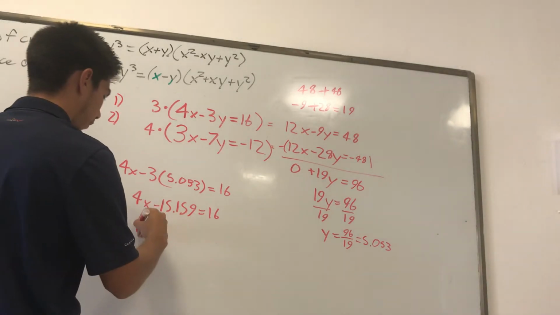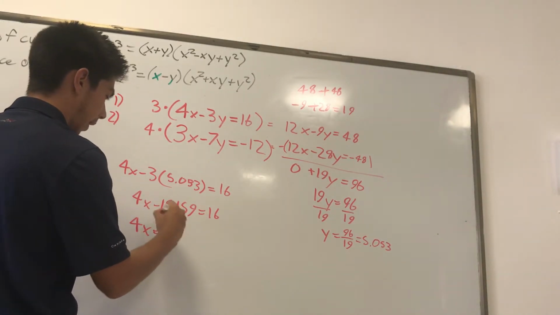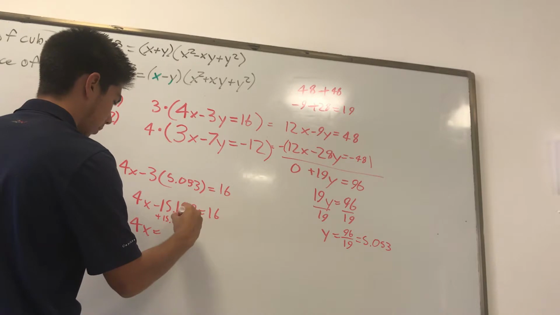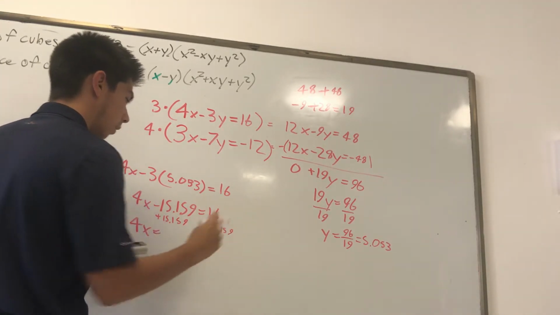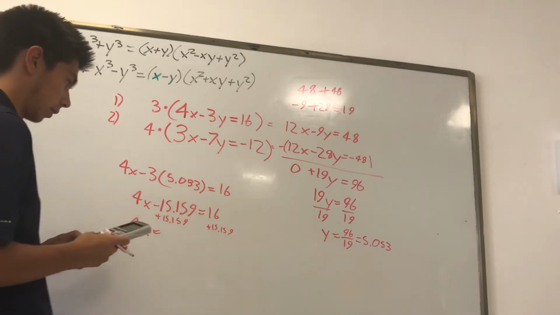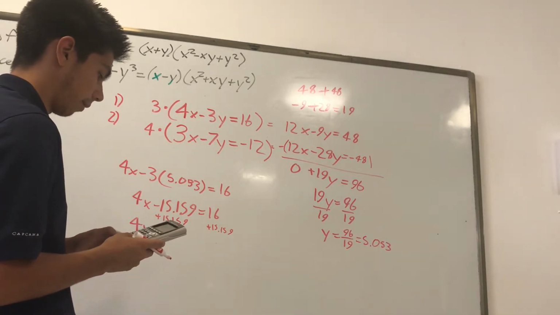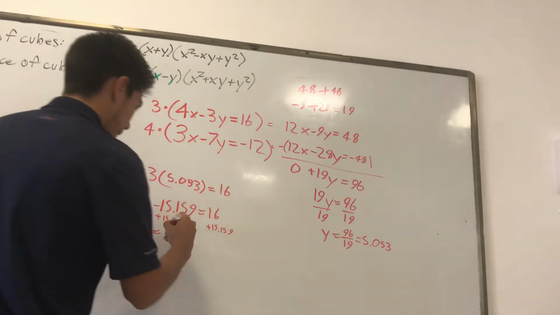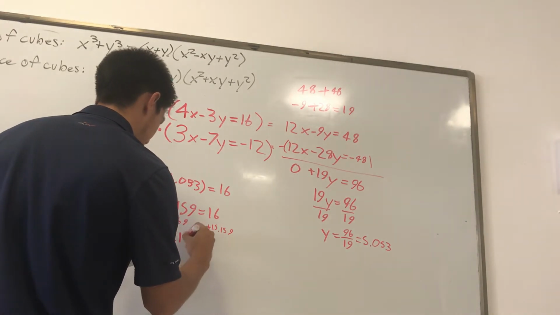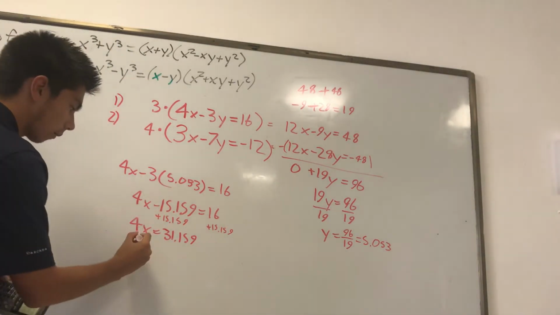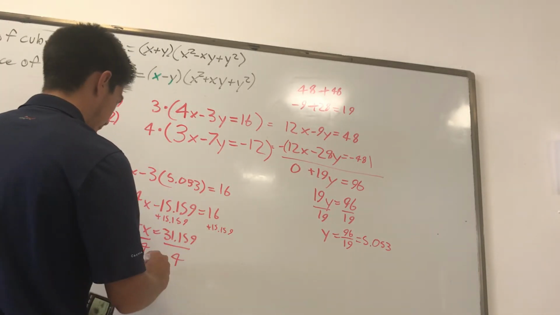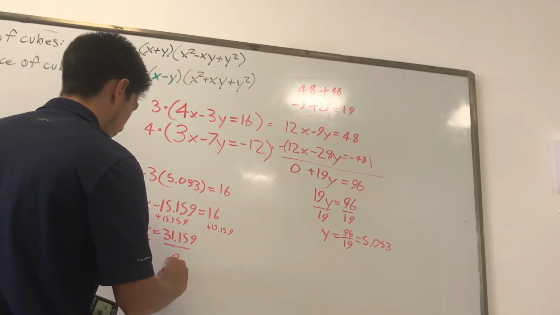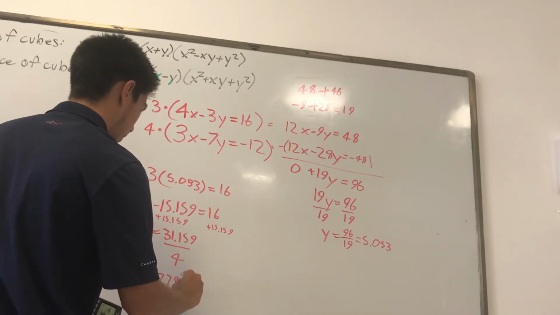I'll take this, that'd be 4x equals, I'm going to add this number to both sides. And that gives me 16 plus 15.159 is 31.159. We want to get x by itself, so we're going to divide by 4 on both sides, and we end up with x equals 7.789.